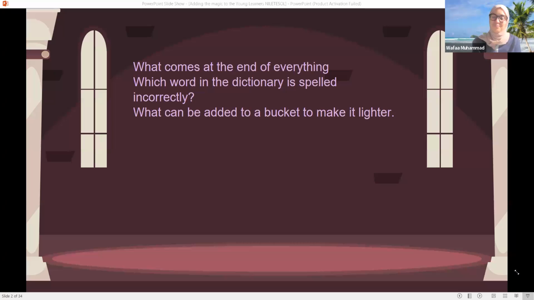Yes, here is Nashwa. Hi. How are you? So, everything is great. So tell me, what can be added to a bucket to make it lighter? Think. Okay, welcome. So the question is, someone answered. That's right. A hole. You can add a hole to a bucket to make it lighter. If it's filled with water, if you add a hole, it's gonna go out. If it's filled with sand, it's gonna go out. So it will be lighter.